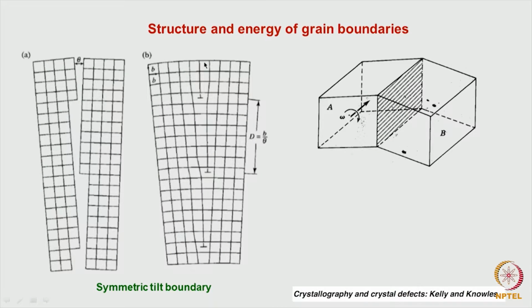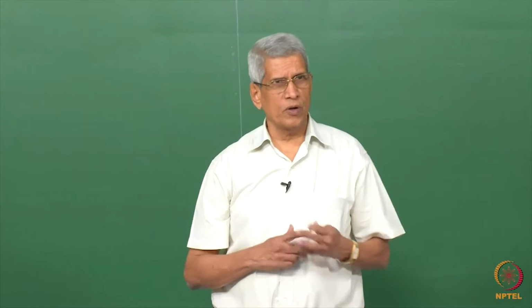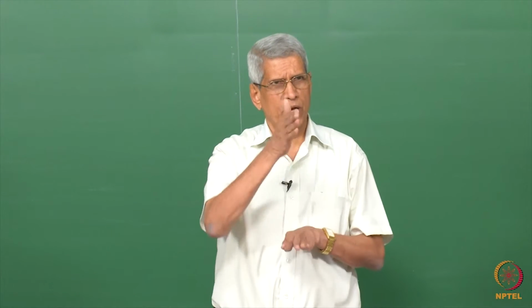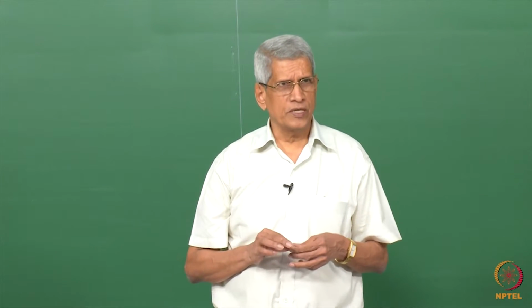With respect to this boundary plane, the crystal on either side is symmetrically tilted. So this is called a symmetric tilt boundary. We should understand that essentially one type of dislocation is there, only an edge type of dislocation, kept one on top of the other, and this boundary is generated.